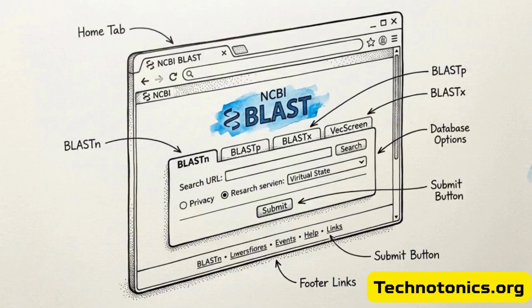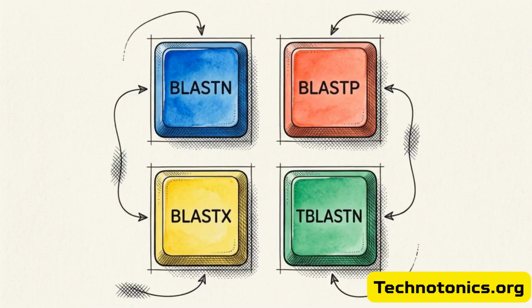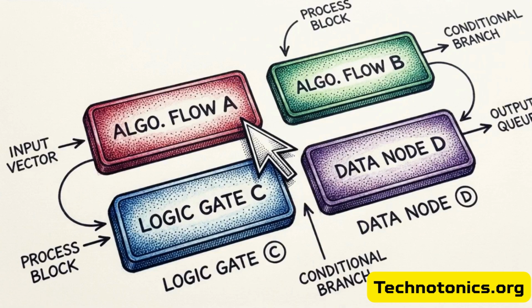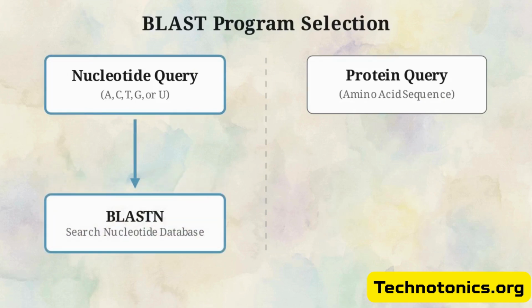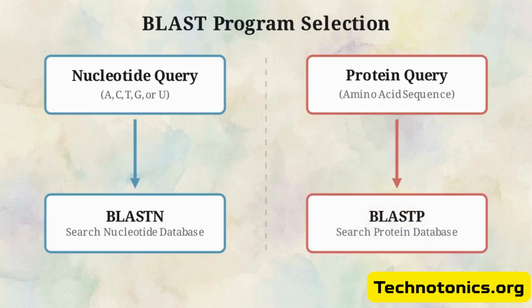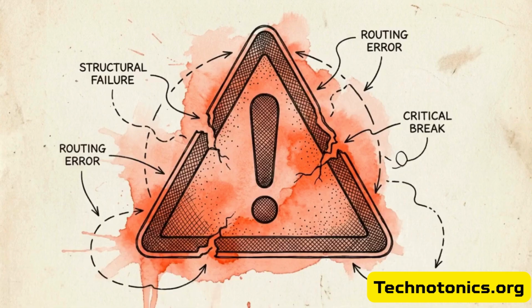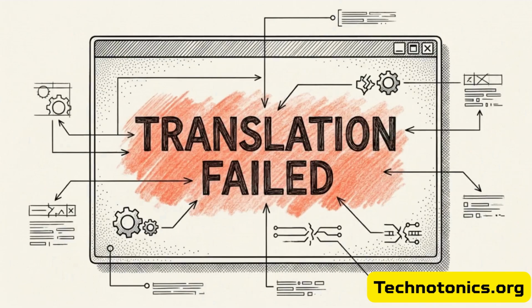Navigate to the NCBI BLAST homepage. You will immediately see that there is no single search button, but rather a set of distinct algorithms to choose from. This decision tree diagram shows how to route your data. If you have a nucleotide query, follow the path to the BLAST-N program. If you are starting with a protein sequence, you will route that input to the BLAST-P program. Warning tone. If you select the wrong program for your sequence type, the system cannot translate the inputs. The result will be a guaranteed error.